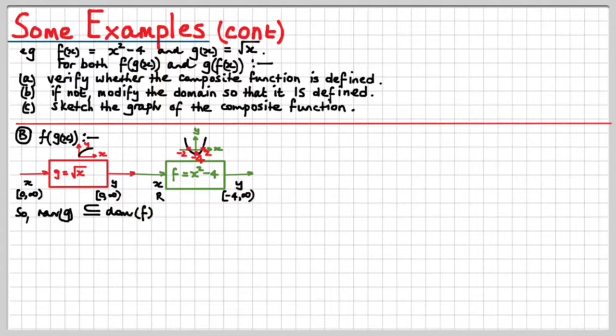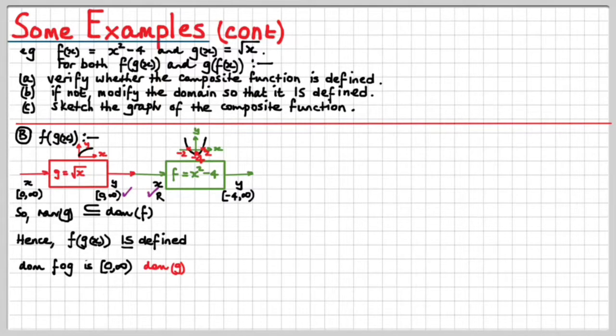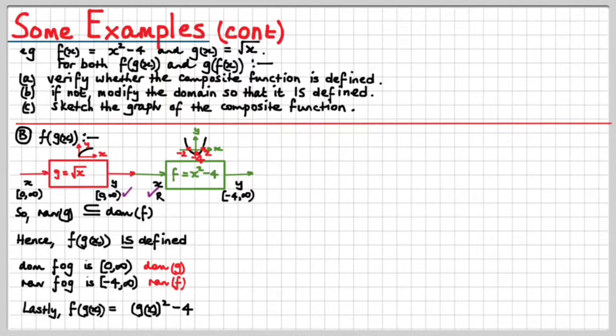So the range of G is wholly contained within the domain of F, so therefore the whole thing is defined, no problem. So therefore the domain of FOG is the left-hand side bit, which is 0 to infinity including the 0. It's the domain of G in fact, but it's also the domain of FOG. And the range of FOG is this right-hand side here. Yep, minus 4 up. That's really good, isn't it?